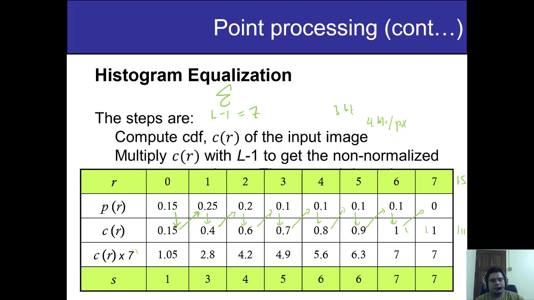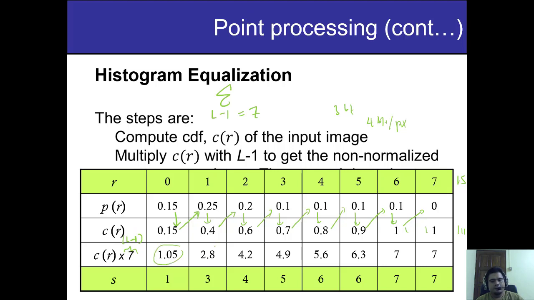Okay, this is the operation of your L minus 1. It depends on the question. Again, remember, it depends on the intensity level resolution. For this case, it's 3 bits per pixel. That's why your L minus 1 is 7. Then your cumulative must be multiplied with 7.